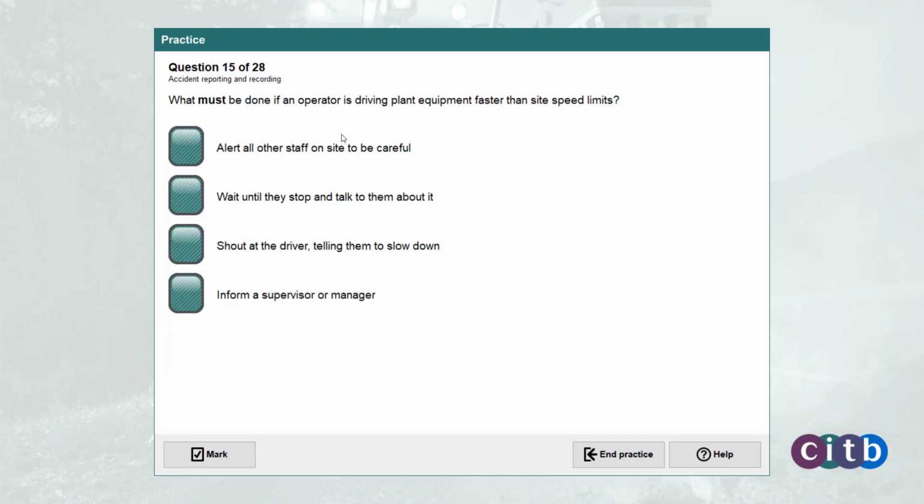What must be done if an operator is driving plant equipment faster than site speed limits? Alert all other staff on site to be careful. Wait until they stop and talk to them about it. Shout at the driver telling them to slow down. Inform a supervisor or manager.